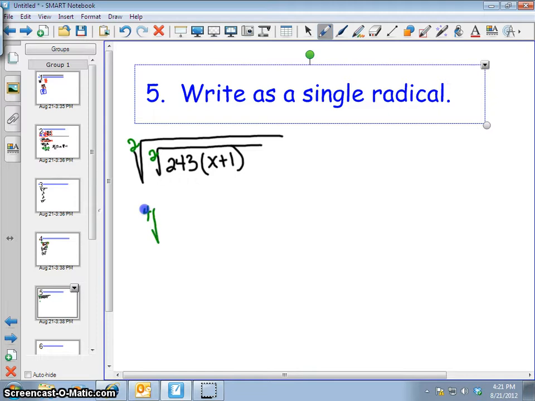So this ends up to be the 4th root of 243 times x plus 1. Now we do need to simplify this a little bit because 243 has a 4th root in it. We can rewrite 243 as 81 times 3.